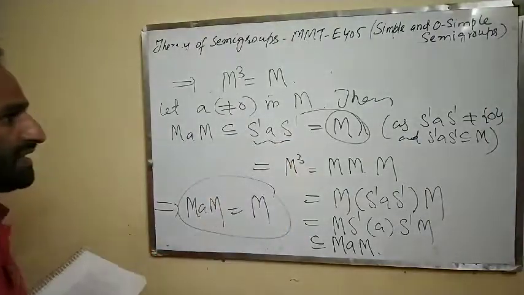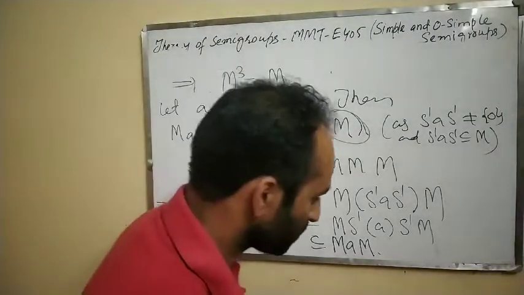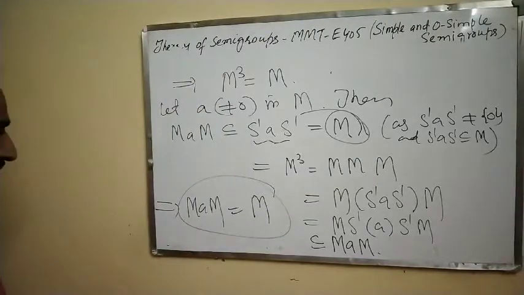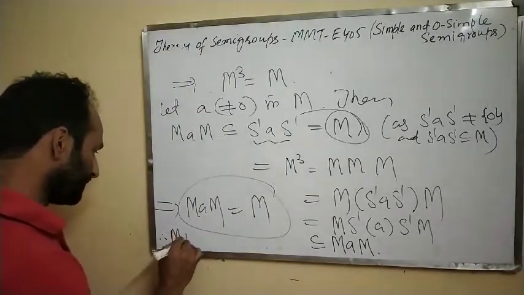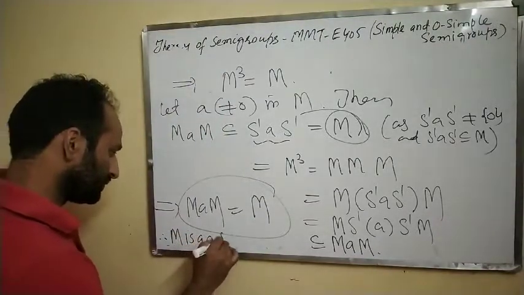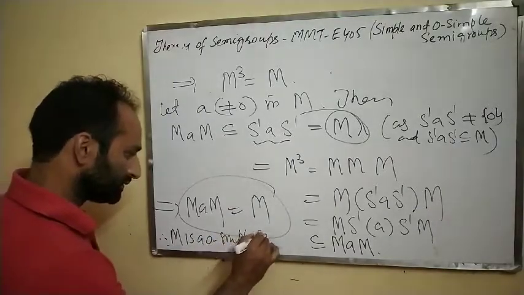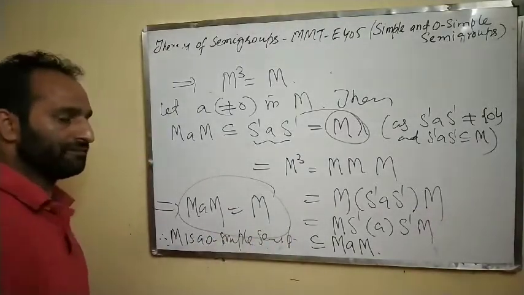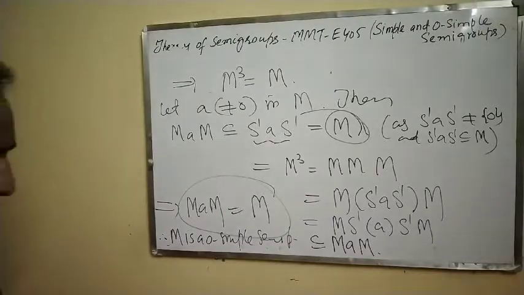So which implies that M is actually a zero simple semigroup, by applying the previous theorem. So therefore, M is a zero simple semigroup by the previous theorem.